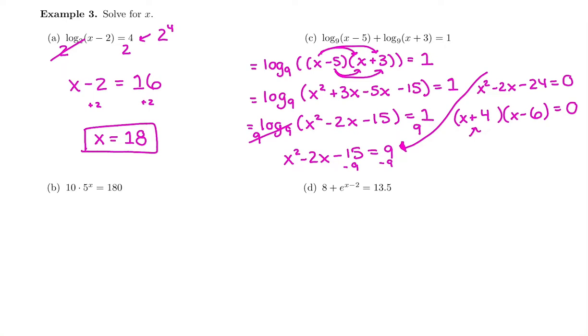And I want to think of what makes each one of these factors 0. What makes x plus 4 equals 0? x is negative 4.